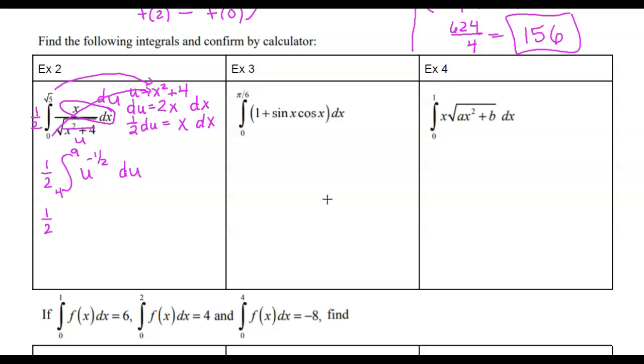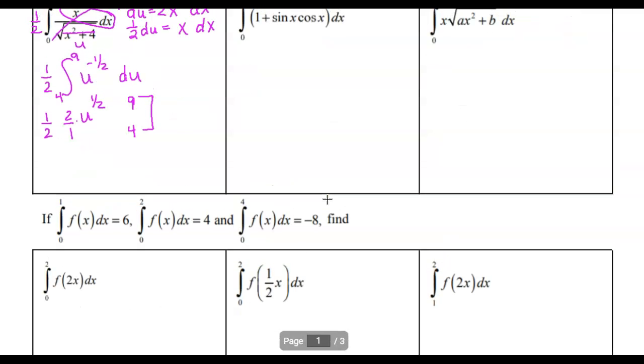We get 1/2, and then we add 1, multiply by the reciprocal, and we're going from 9 to 4. Now, technically, and I don't show this on my next step, but remember, we're going to substitute the upper limit and then substitute the lower limit. Okay, so next. So I just do this. So if I plug in 9, my 2's reduce. Remember, 1/2 means square root, so the square root of 9 is 3. Minus, substitute 4, the square root of 4 is 2, so 3 minus 2 is 1.